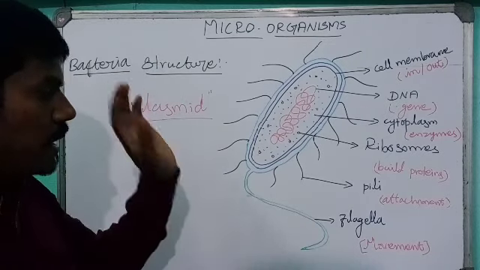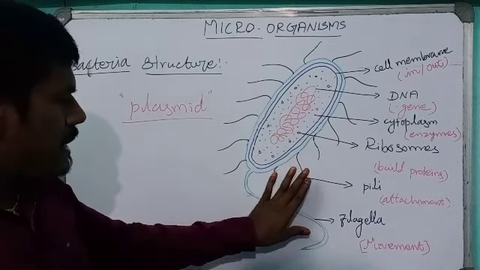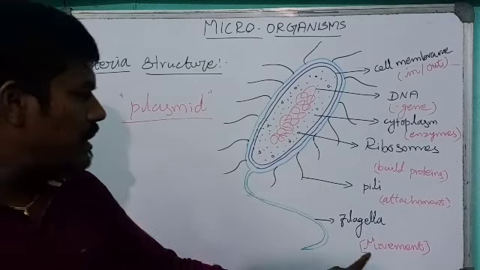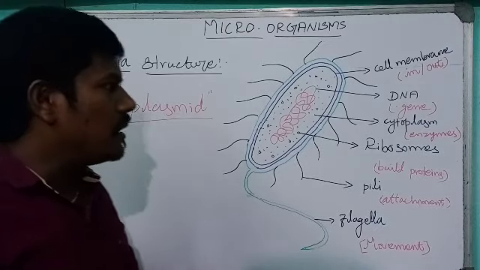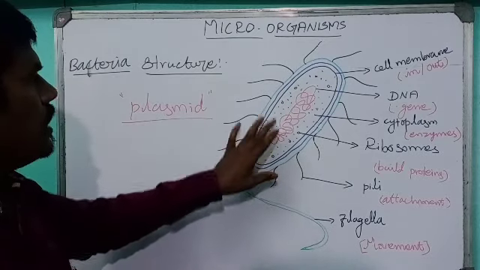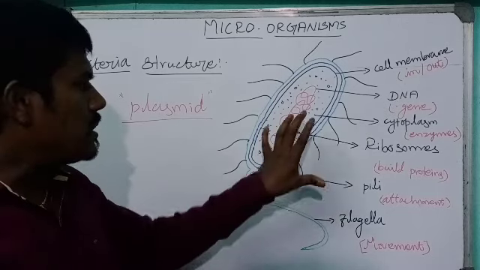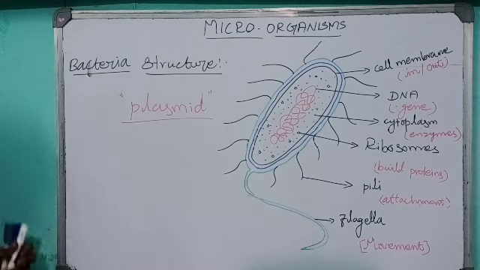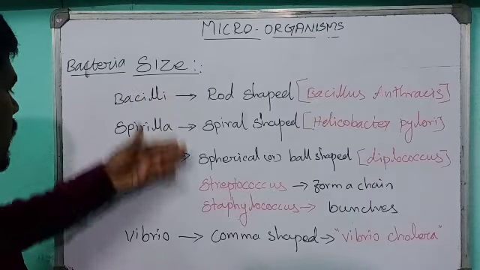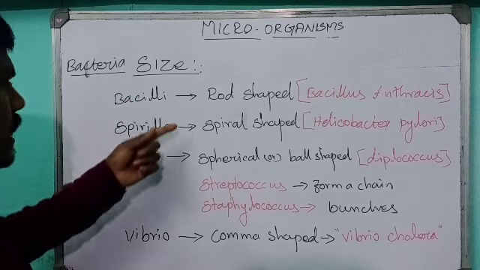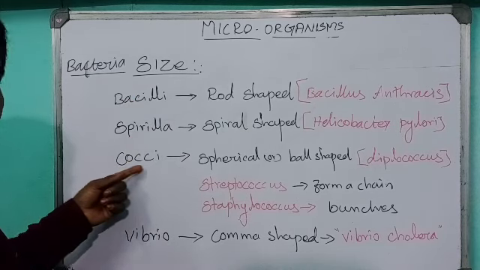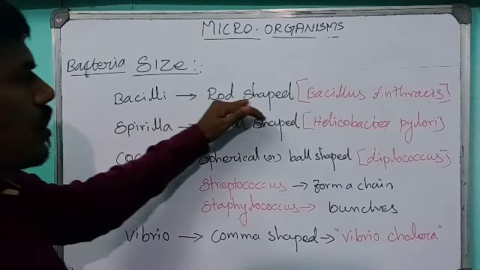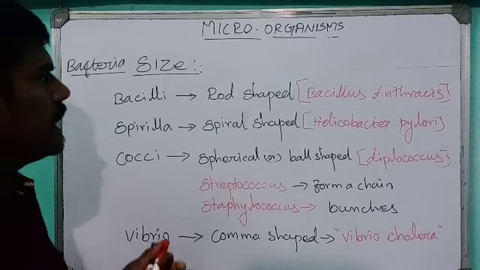At the same time, bacteria are classified into some types based on the number and arrangement of flagella. And there is one more classification of bacteria, based on shape. Bacteria have some types. The first one is bacilli, second spirilla, third cocci, and fourth vibrio. The bacilli are rod-shaped. The rod shape is like this.